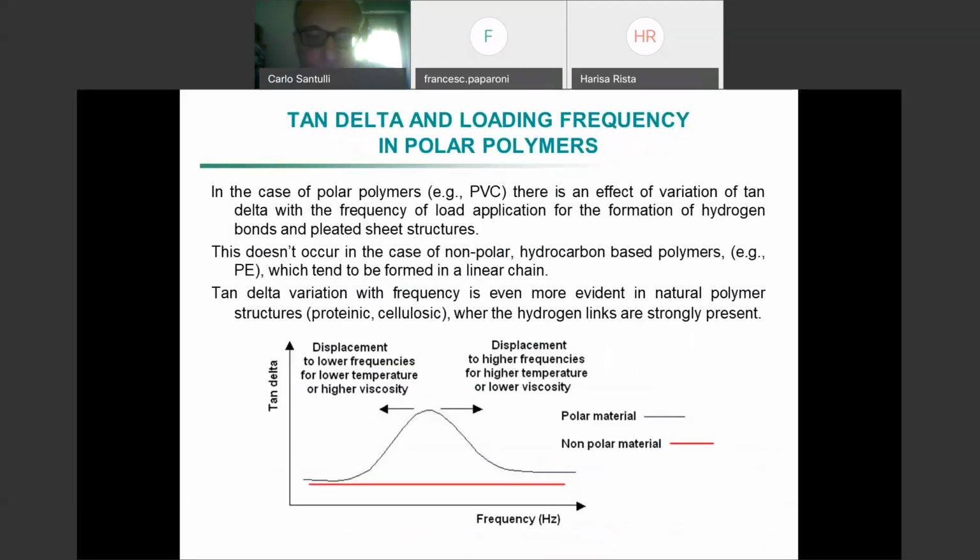It is interesting also that tan delta has no influence on the frequency, but the losses can be influenced by frequency. Therefore, what I mean is that the mechanical losses can be influenced by the number of cycles, the frequency of loading, in case the material is polar.